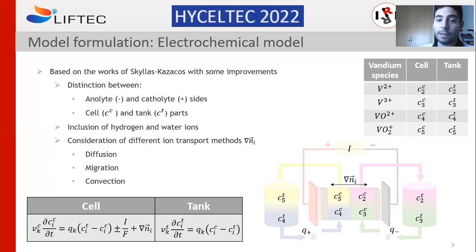For the case of the electrochemical model, the model that we use is based on the works of Skyllas-Kazacos with some improvements. As I said, in this work, we make a distinction between the anolyte and catholyte sides, and also between the cell and tank parts. We also include the hydrogen and water ions, and we not only consider the diffusion ion transport method, as is the one that Skyllas-Kazacos always determines, but we also have considered other ion transport methods, as for example, the migration and the convection. Here we can present in a general way the differential equations that describe the evolution of the vanadium species concentration in both cell and tank, considering the ion transport methods that I have explained.